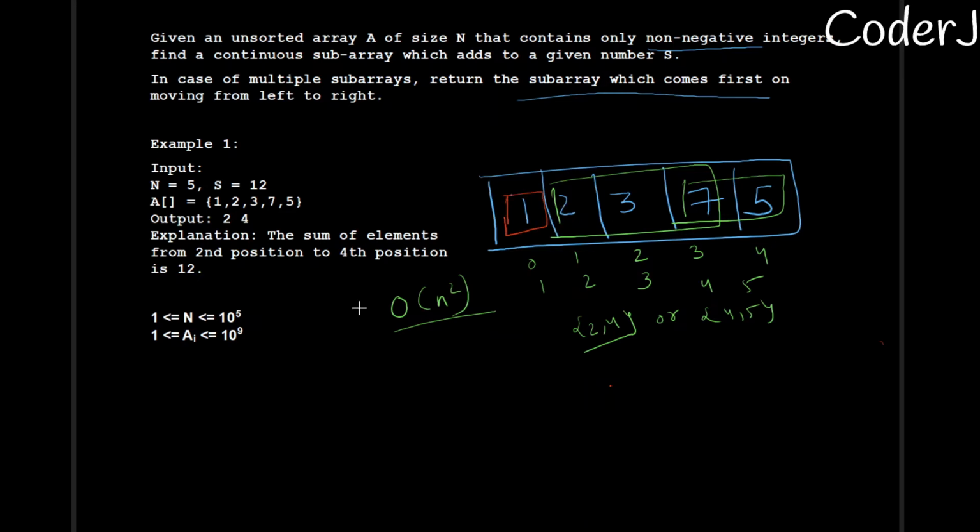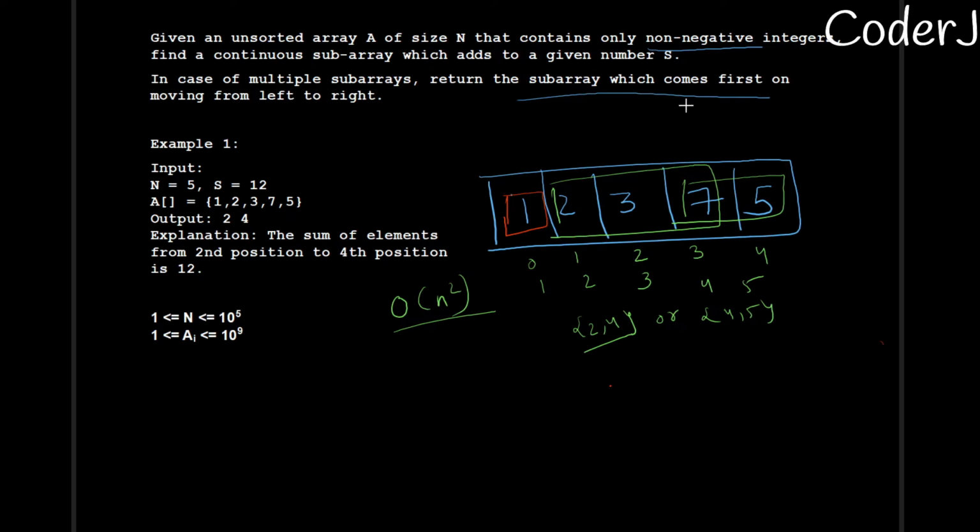My logic here is going to be, if the summation of all the elements inside the window is smaller than the sum provided to us, then I'll add an element. If the summation of all the elements inside the window is equal to the sum provided to us, that is our answer. If the summation of all the elements inside the window is greater than the sum provided to us, I will remove an element.